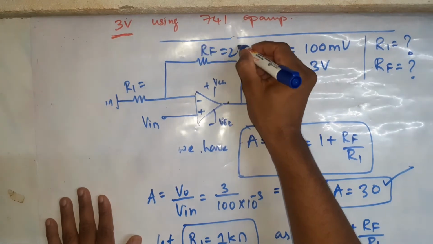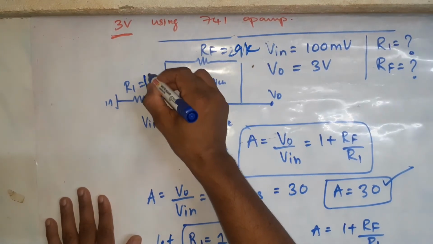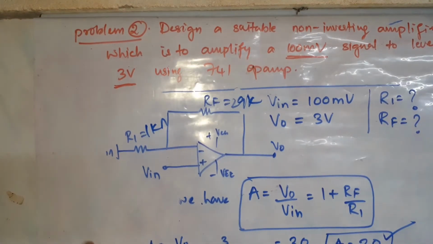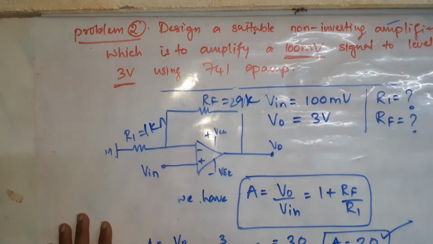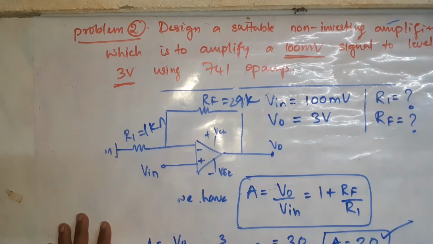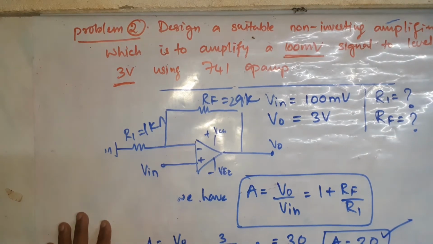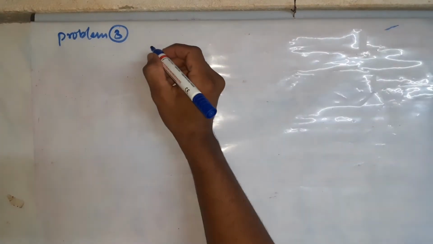This should be 29K and this should be 1 kilo ohm. Yeah, this is how you have to solve. Okay, let me stop here and let me have another problem. Better to pause here. I'll pause and write another question here. Another question I am writing.